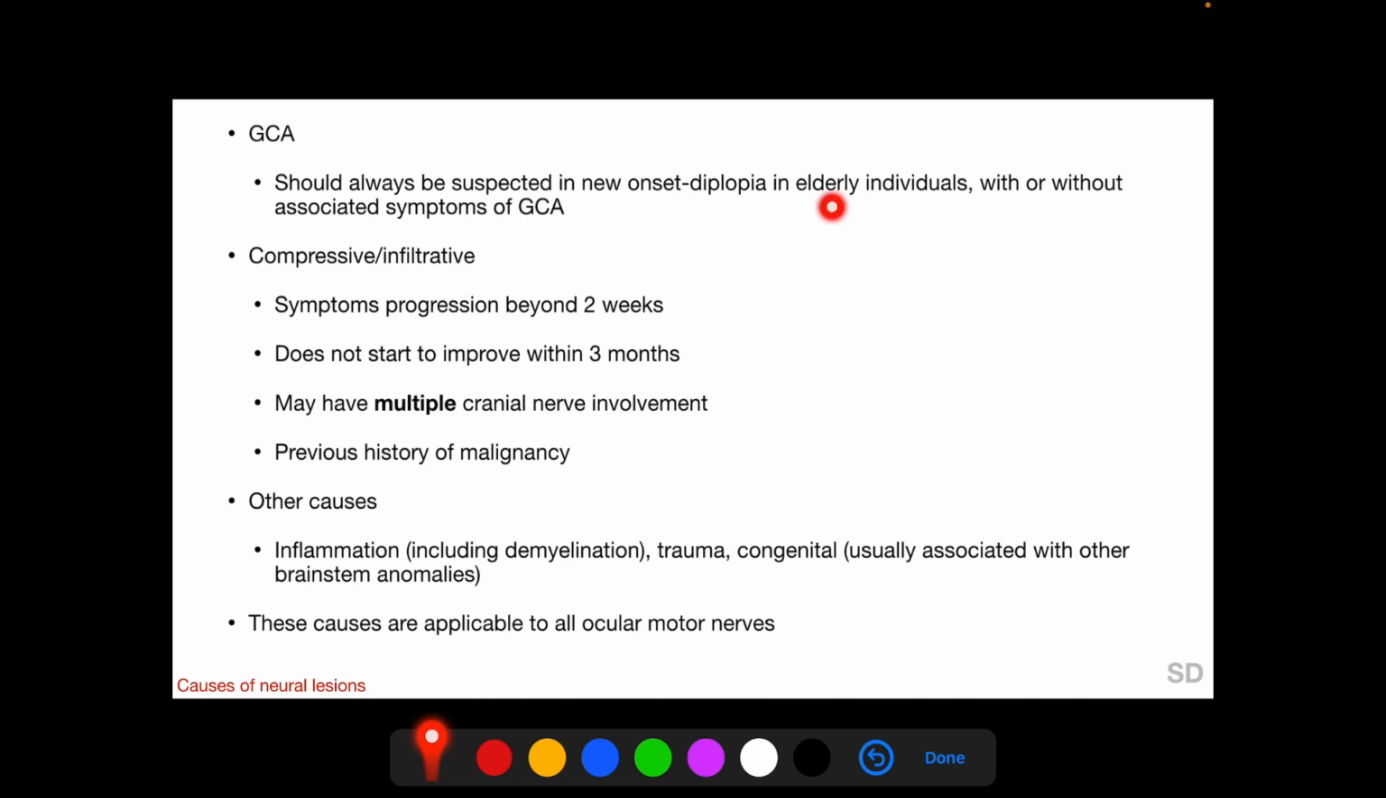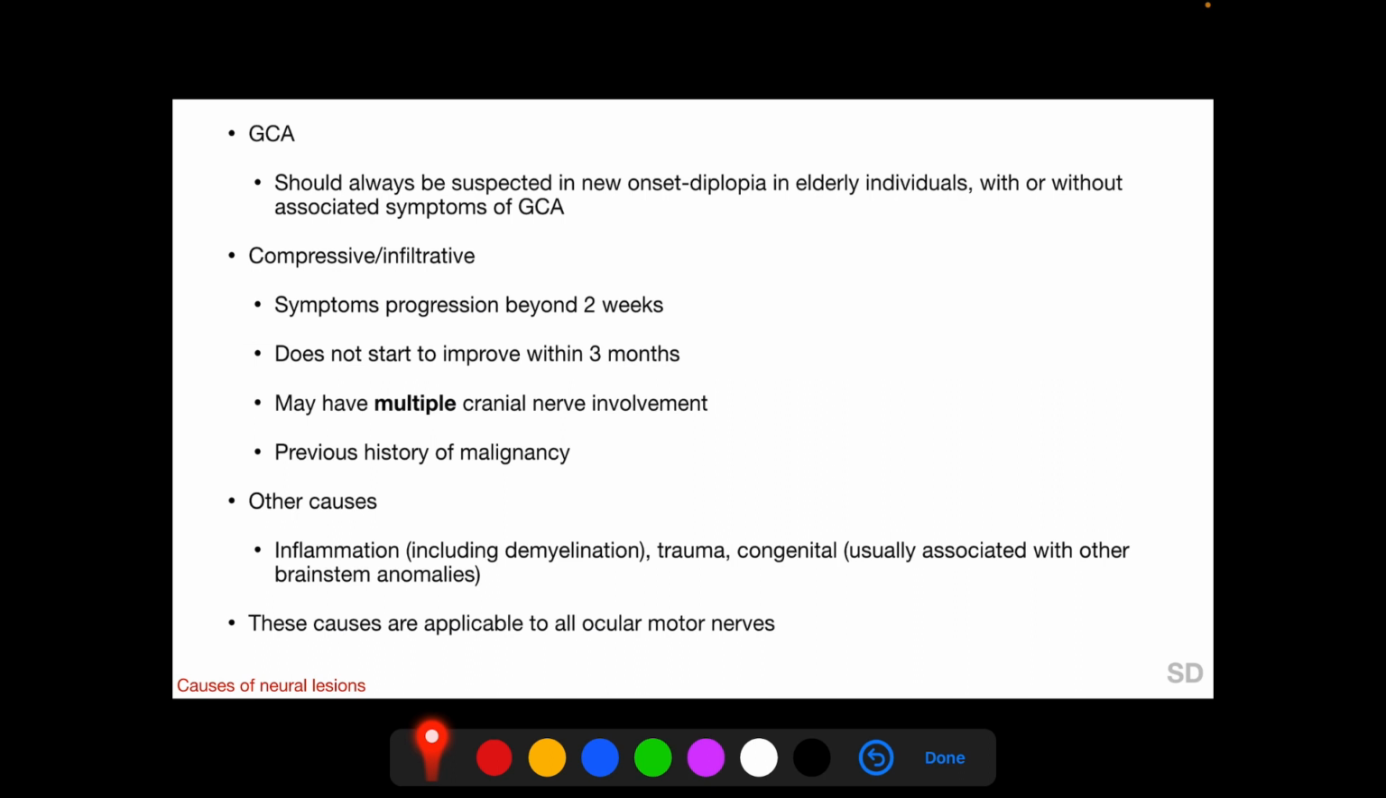So if an elderly individual complains of double vision, we must always screen for giant cell arteritis. In compressive and infiltrative lesions, the symptoms progress beyond 2 weeks and do not start to improve within 3 months of onset and may have multiple cranial nerve involvement. So these features are different from the typical features of an ischemic mononeuropathy and help us to differentiate between an ischemic and a compressive lesion.